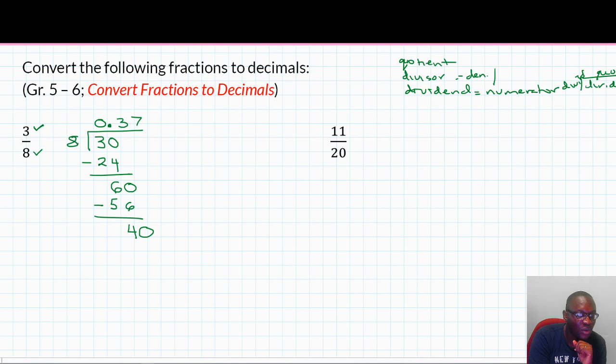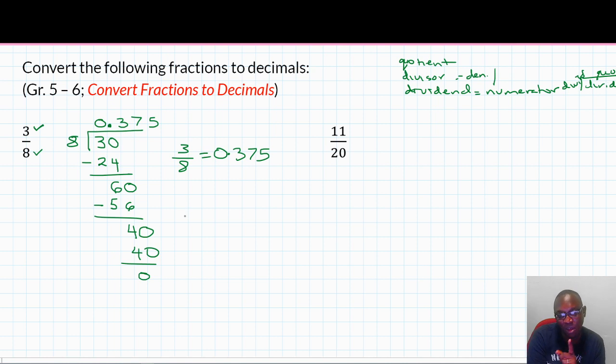So how many groups of 8 in 40? We have 5. 5 multiplied by 8, we have 40. So this is 40 minus 40 is 0. So now 3 over 8 is the same as 0.375. Maybe in the next week I'll show you how to convert this back to a fraction. I'll see if that's something you want us to work on, and then we can focus on that next time. So now you have this approach here. Then let's go ahead and try the next question.